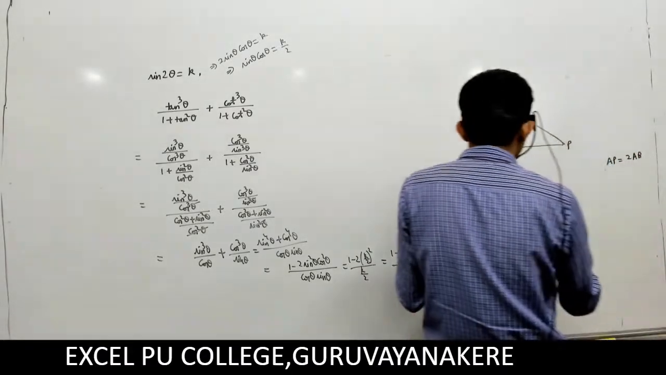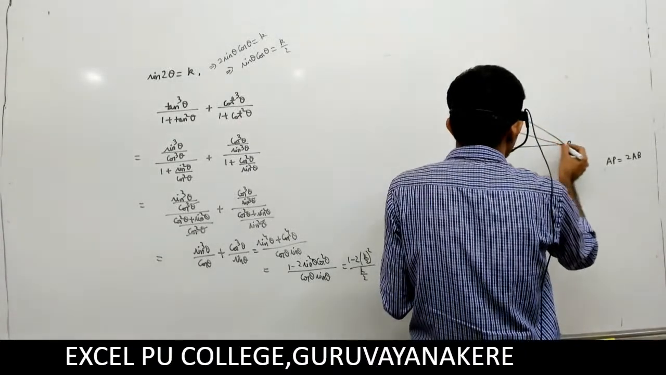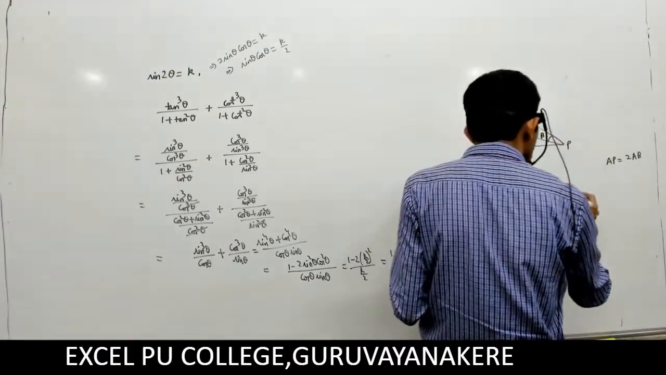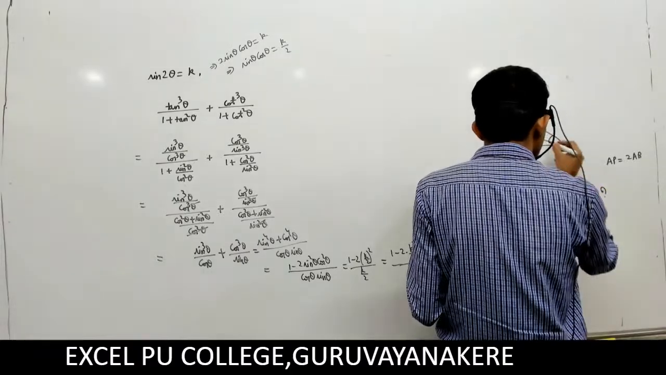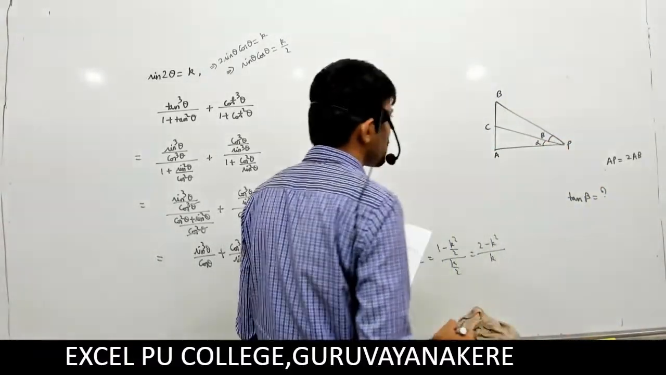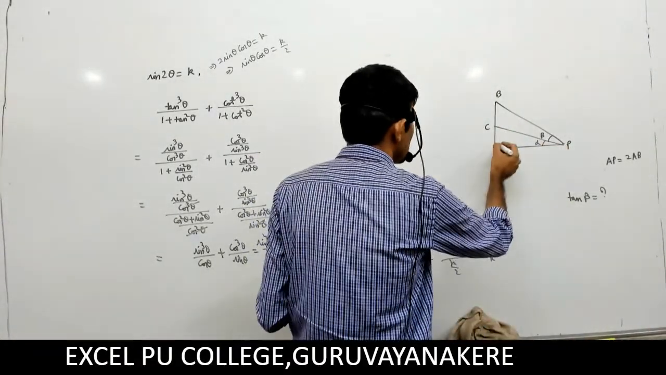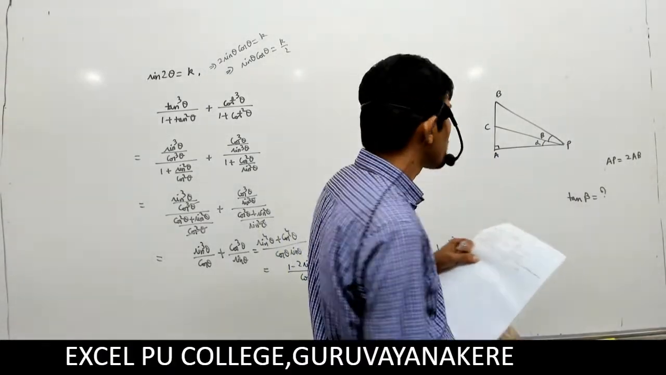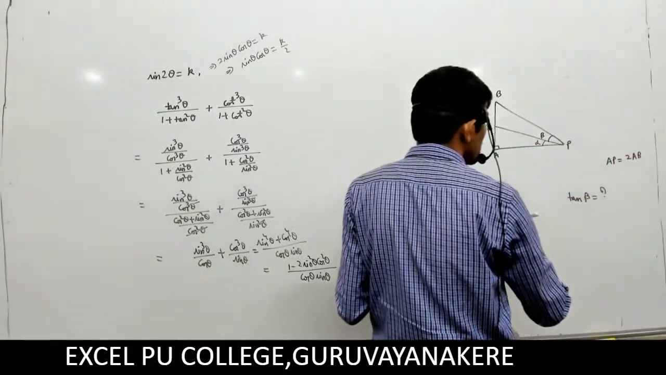Angle BPC is given, join this. Angle BPC is given to be equal to beta. You have to find what is tan beta. Take this angle as alpha, angle APC, take it as alpha. This is 90 degrees, so we can define trigonometric functions in the right angle triangle. Further, what is given: AP is 2 times AB.